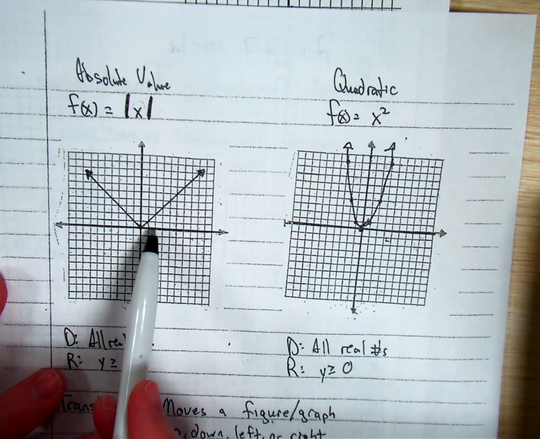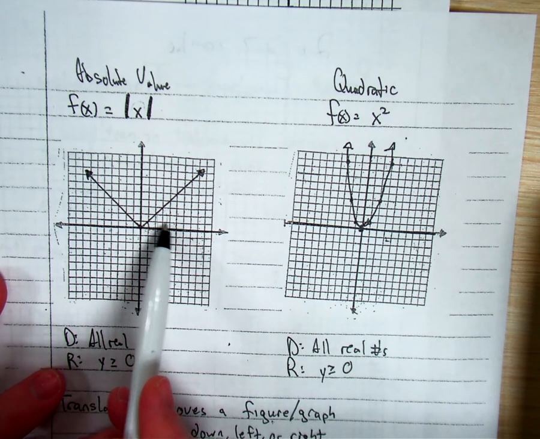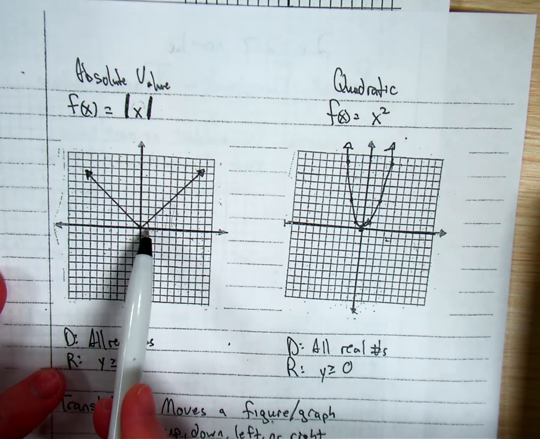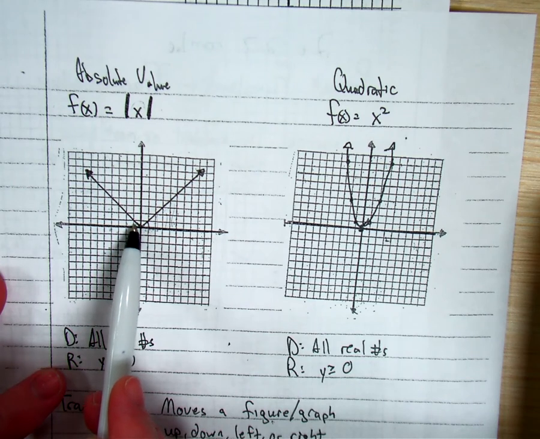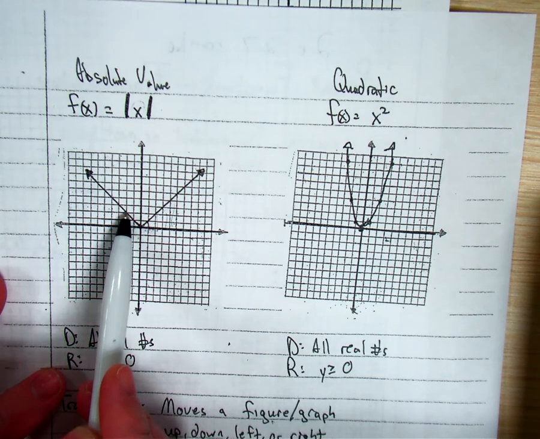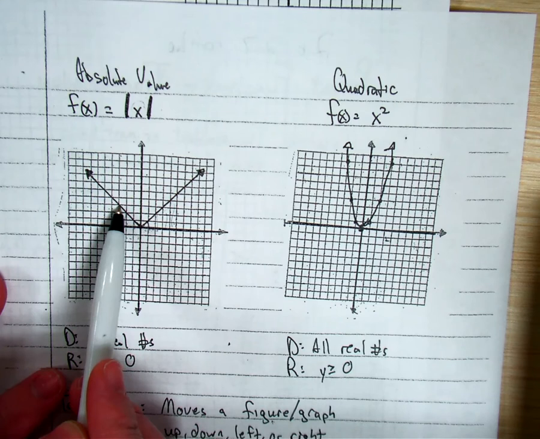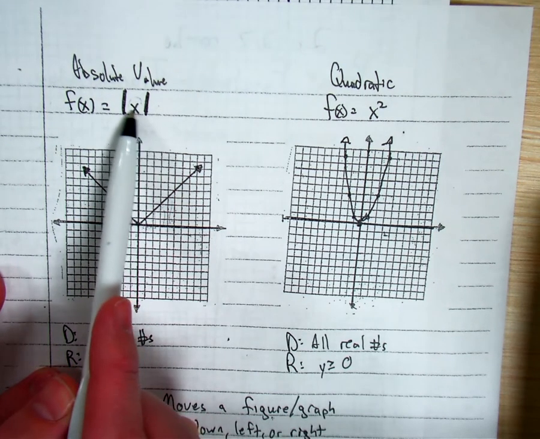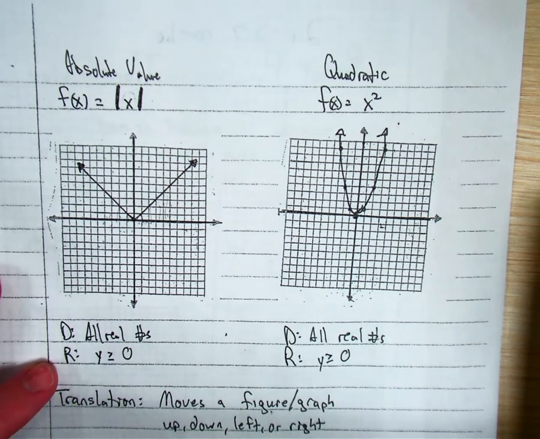So 0 would be 0, 1 is 1, 2 is 2, 3 is 3, 4 is 4. Okay? But on the other side, negative 1 comes out as positive 1. Negative 2 comes out as positive 2. Negative 3 comes out as positive 3. So that's what it does. It takes whatever's on the inside and makes it positive.